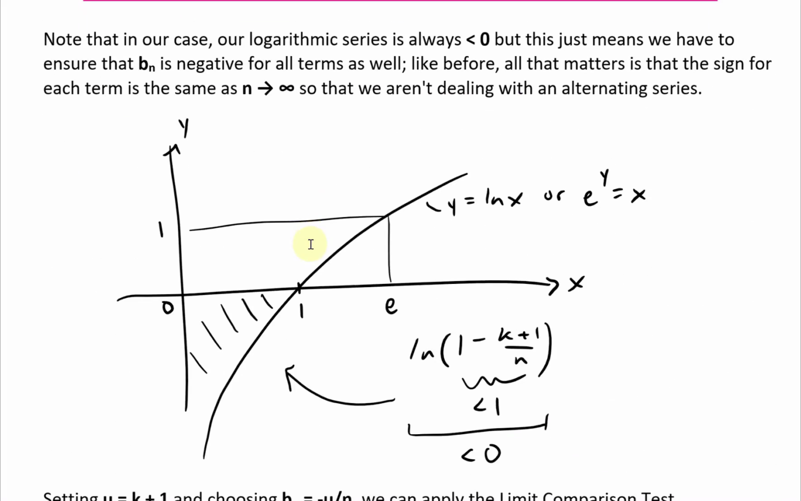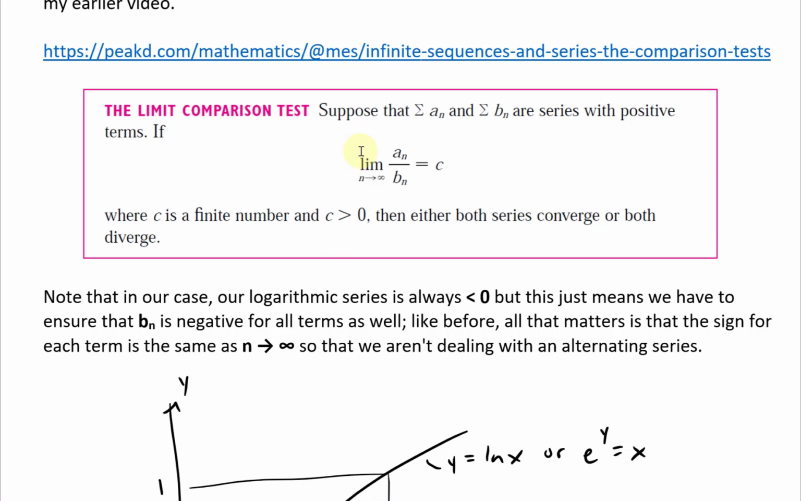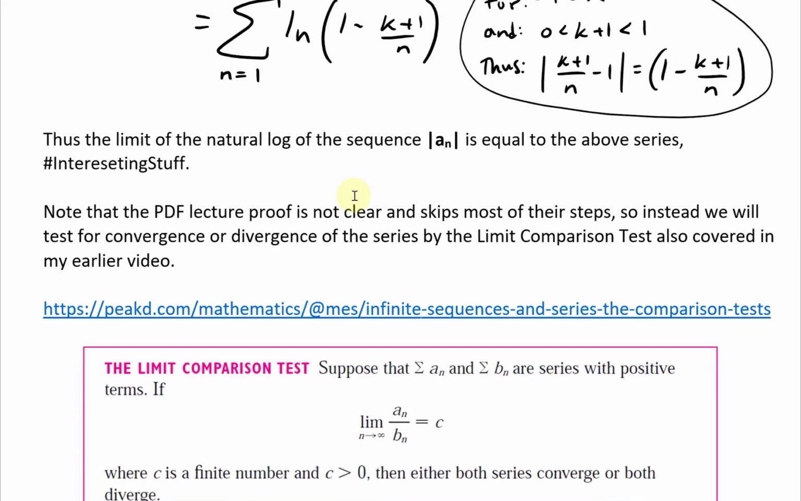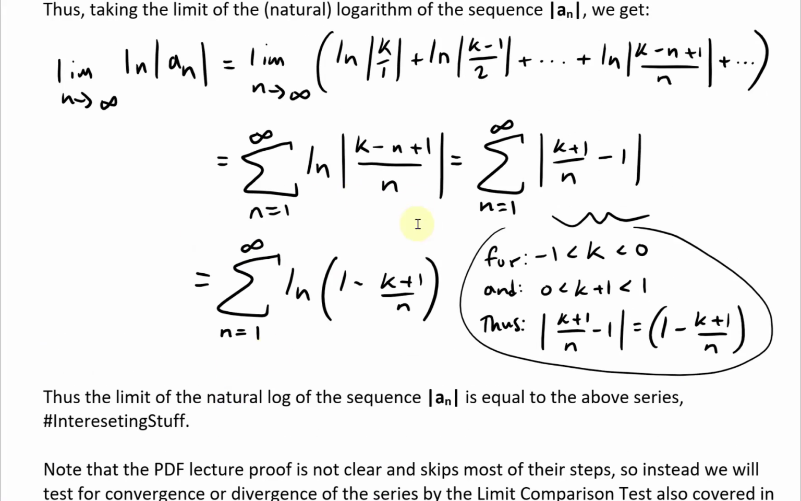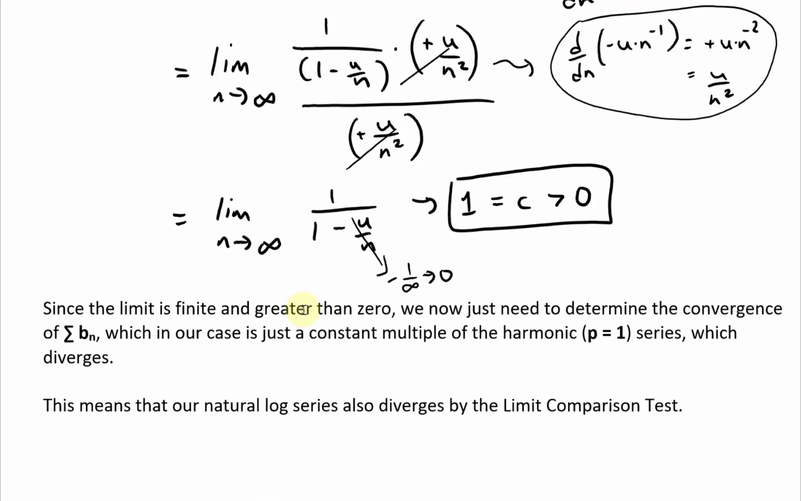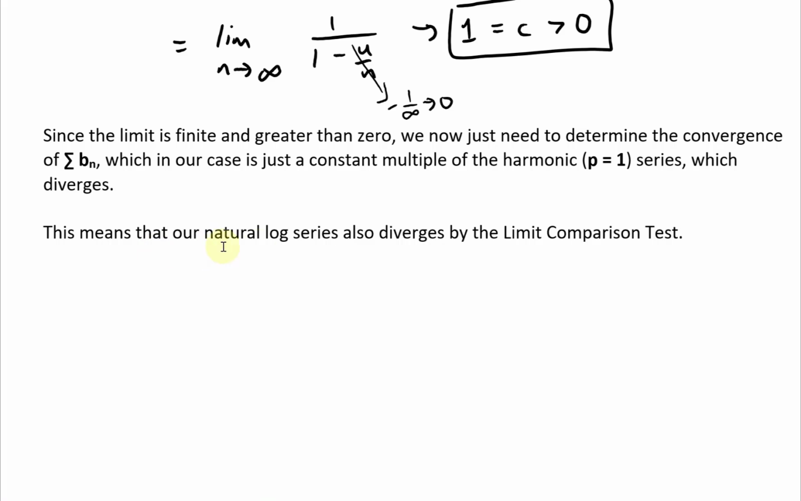I'll write this down as well. So we have this limit equals c, where c is greater than 0, but the b_n diverges. Thus, this is our series of the natural log right here. This diverges to negative infinity, and I'll get to that in a bit. So this means that our natural log series also diverges by the limit comparison test.